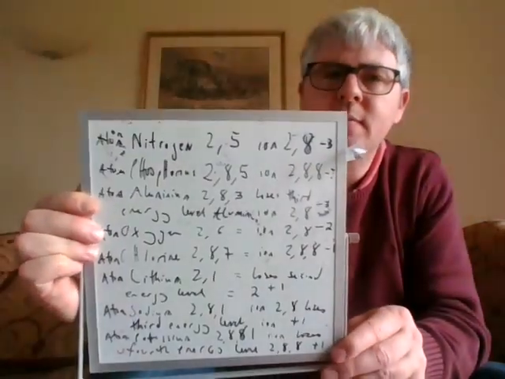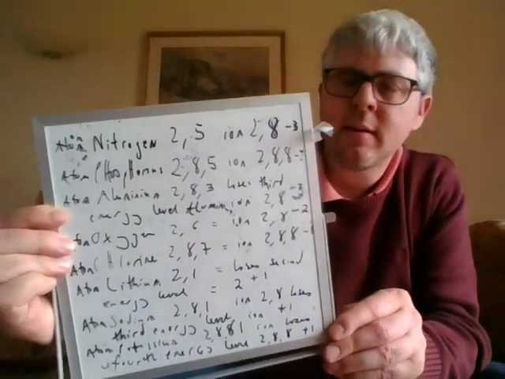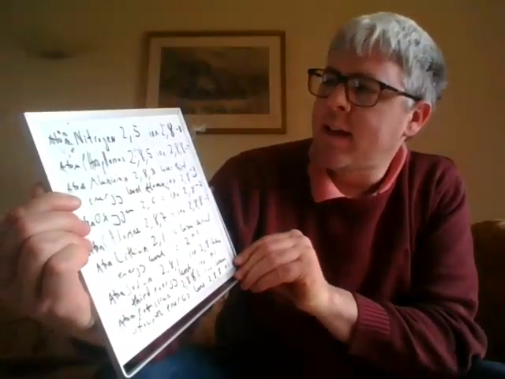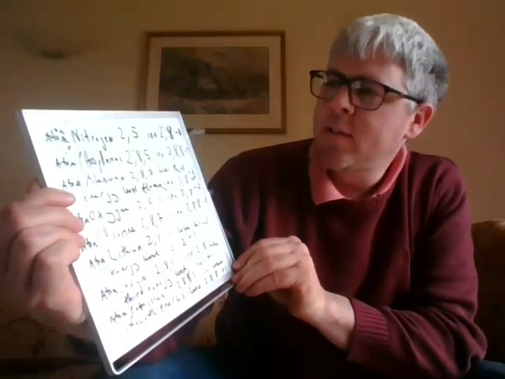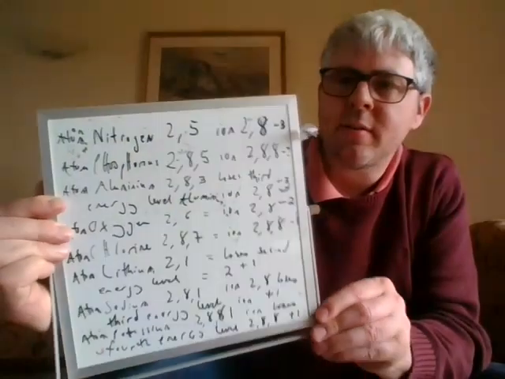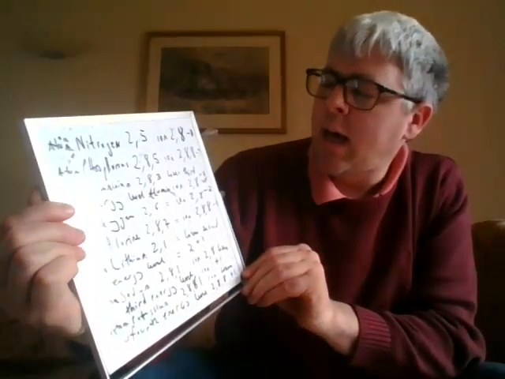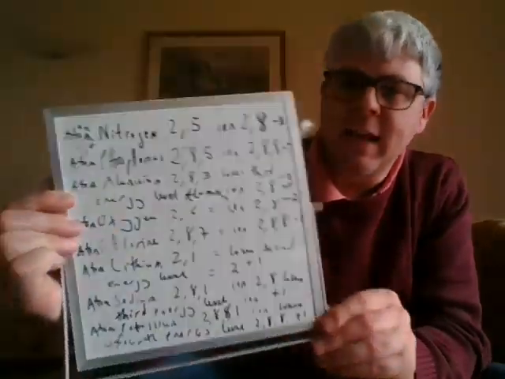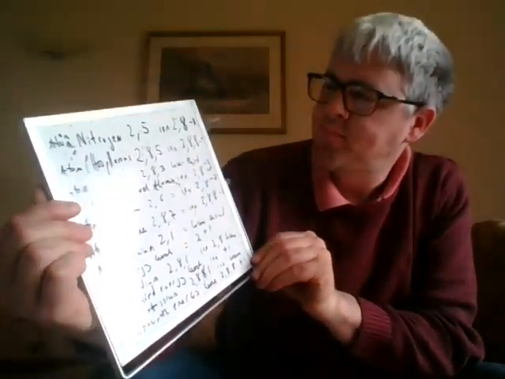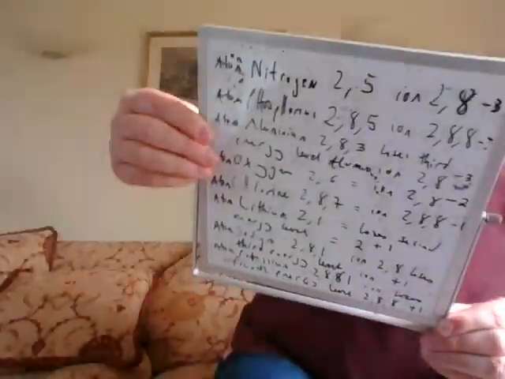I'm going to talk about ions now, actually. The nitrogen atom has configuration 2,5. The ion is 2,8, so it has 10 electrons. In the atom, it has 7 electrons: the first energy level is 2 and the second energy level is 5. The ion has 10 electrons, with configuration 2,8.